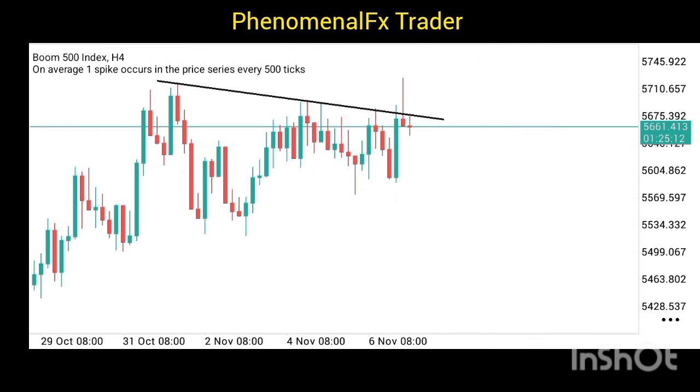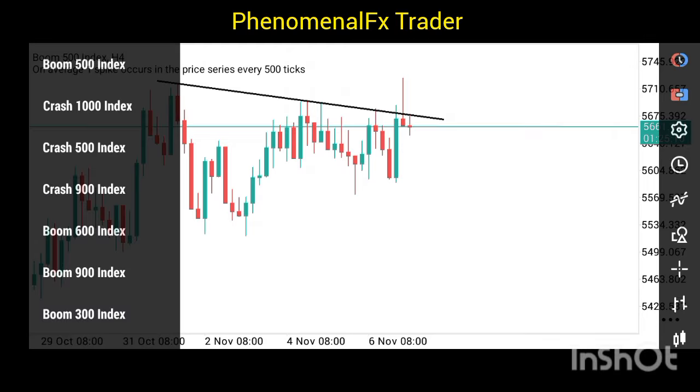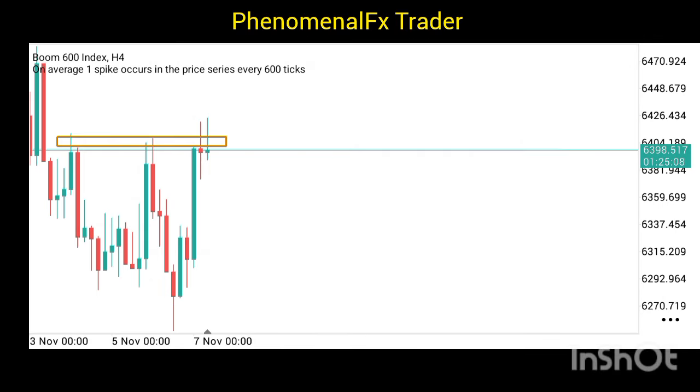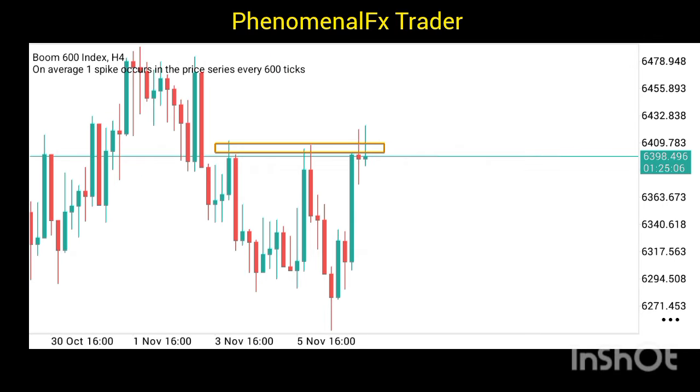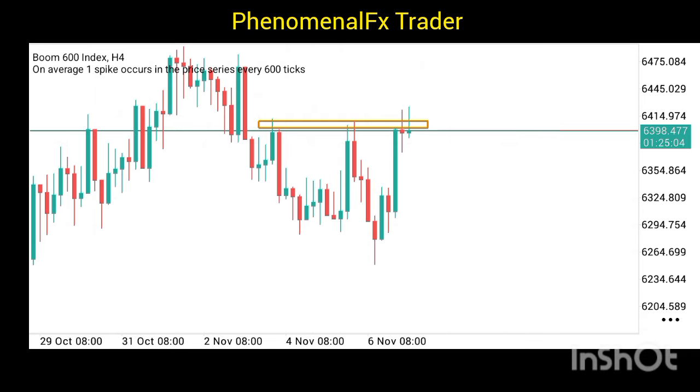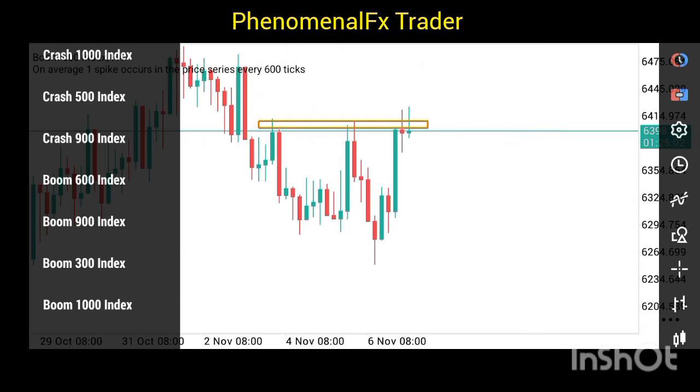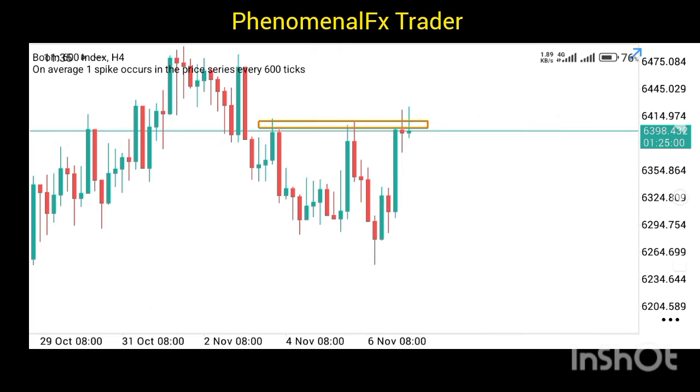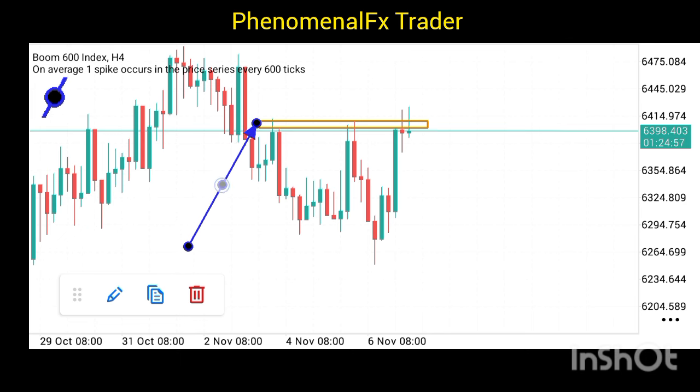All right, look for another setup. Let's just look for another setup here. Okay, this one, boom, 600 index. You can see it's already marked. Now, this is a very clear resistance level. In fact, it is a resistance zone. As you can see, the market has been selling from this zone.